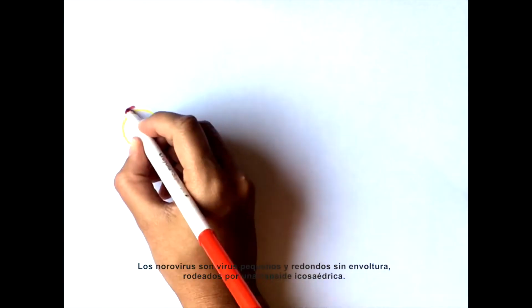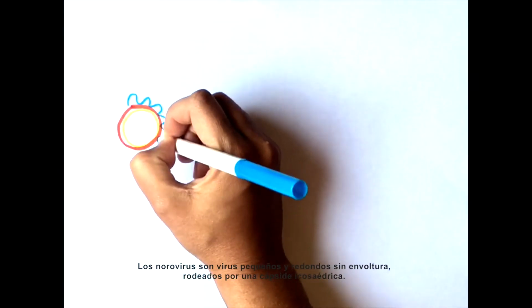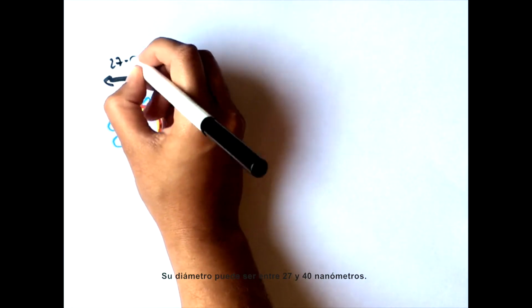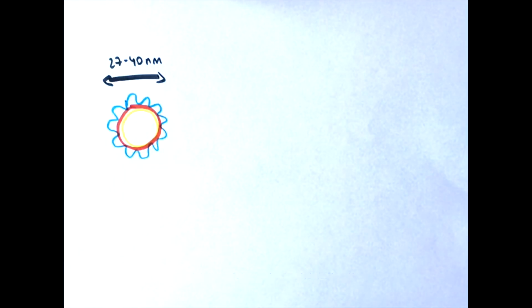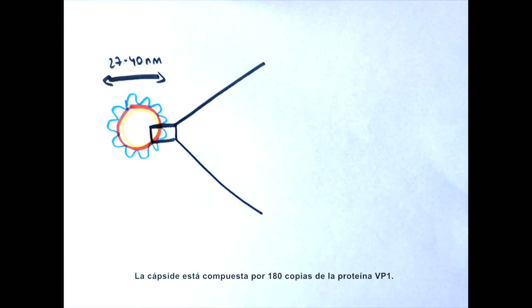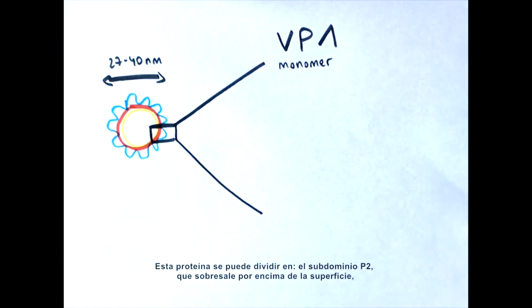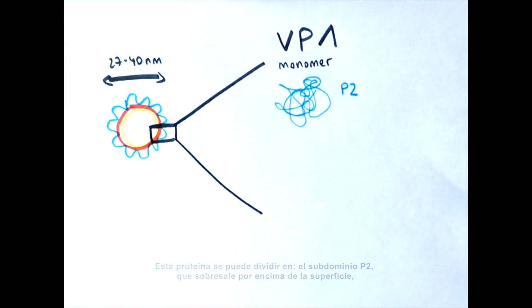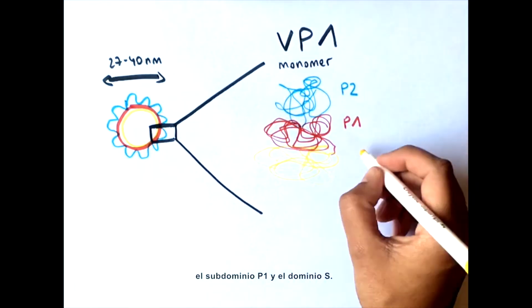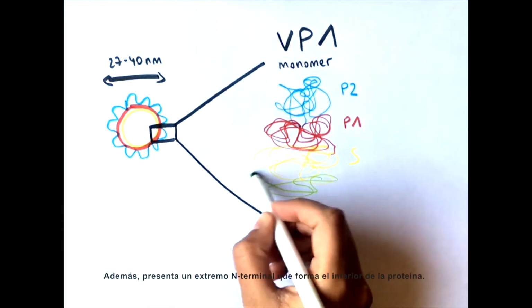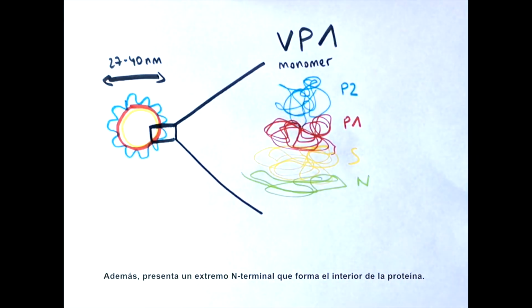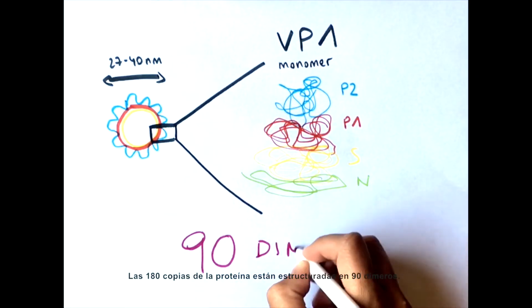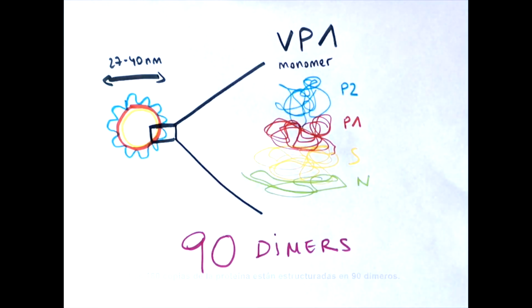Noroviruses are non-enveloped small round viruses surrounded by an icosahedral capsid. Their diameter is about 27 to 40 nanometers. The capsid is composed of 180 copies of the VP1 protein. This protein can be divided into the P2 subdomain, which extends above the surface, the P1 subdomain, and the S domain. Also, it presents an N-terminal extreme that forms the inside of the capsid. The 180 copies of the protein are structured in 90 dimers.